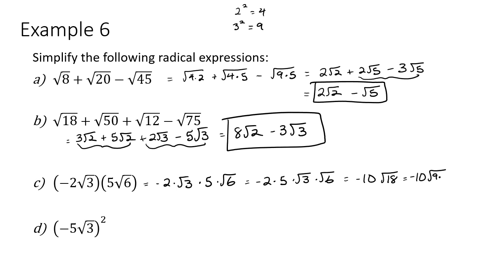because 18 is 9 times 2. That would turn into 3 square roots of 2, and then one more time you can multiply the numbers together. So this would give us a negative 30 square roots of 2.